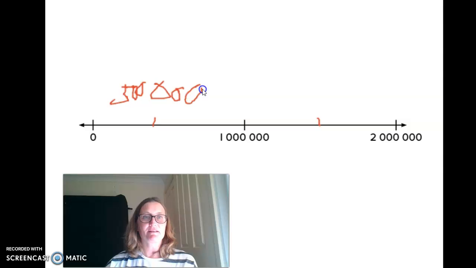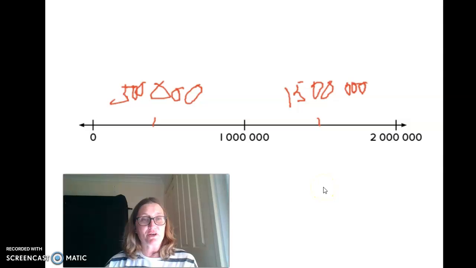Sorry about my very messy numbers. It's drawn with my mouse. Okay, so that's 500,000. And then if I've passed 1 million, then this one's going to be 1,500,000. Remembering that if we're writing a number that is in the millions, it's going to be a 7-digit number.